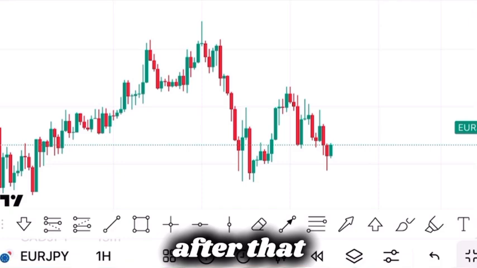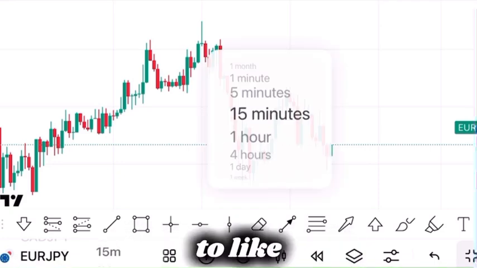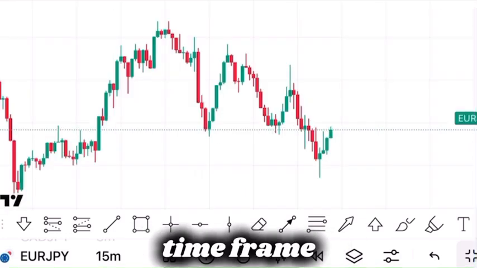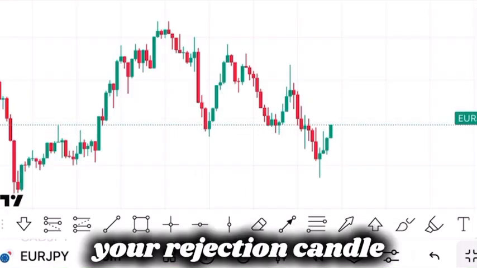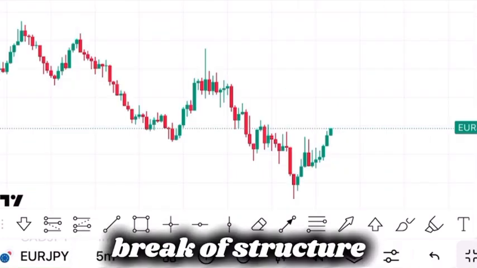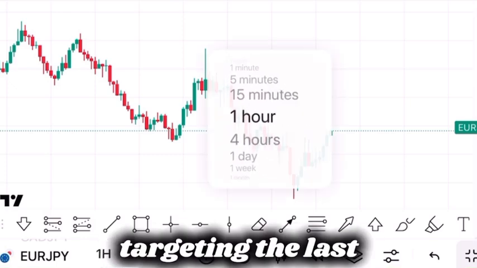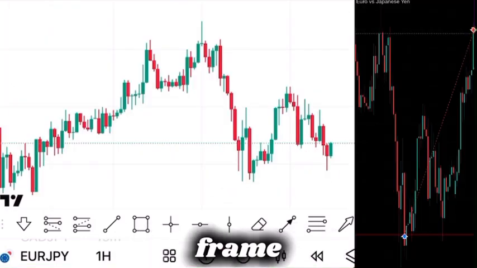Then when price pulls back into your zone, that is when you scale down to the 15 minutes time frame to see maybe your rejection candle, or you scroll down to the 5-minute time frame for a break of structure. Then you now get in for your position, targeting the last high from the 1 hour time frame.